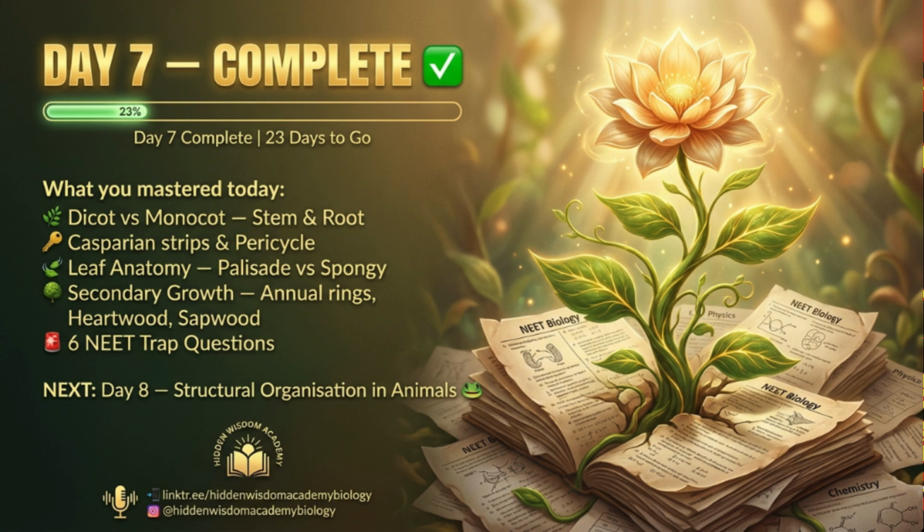And understanding is what gets you marks when NEET gives you a twisted question you've never seen before. Tomorrow, day 8, we move to structural organization in animals, with a special focus on the frog, a brand new addition to the NEET syllabus.